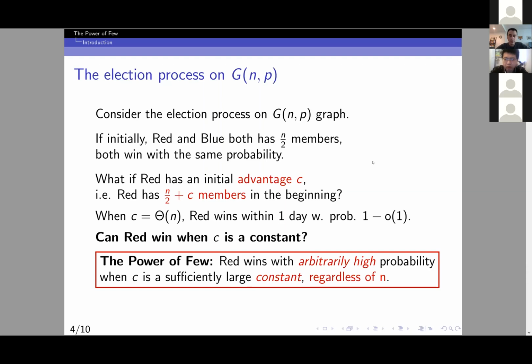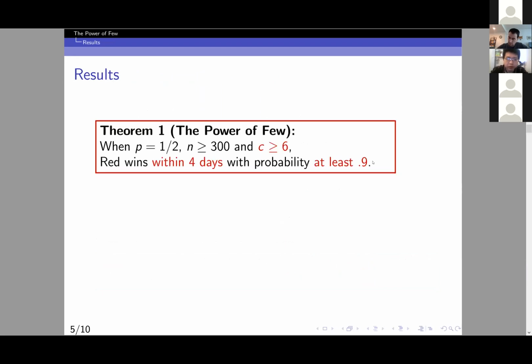Yes, this constant will be dependent on P. So we can see that a very few people will have a huge power over the election. So we call this the power field phenomenon. And to demonstrate this, we have the first theorem.